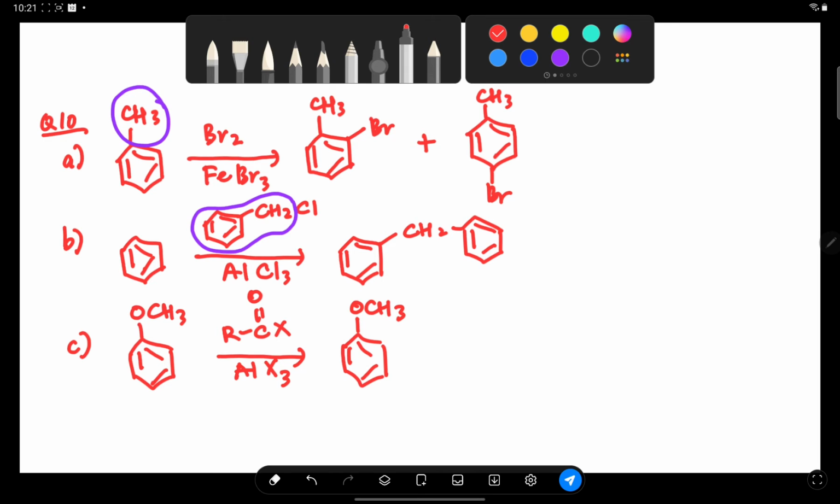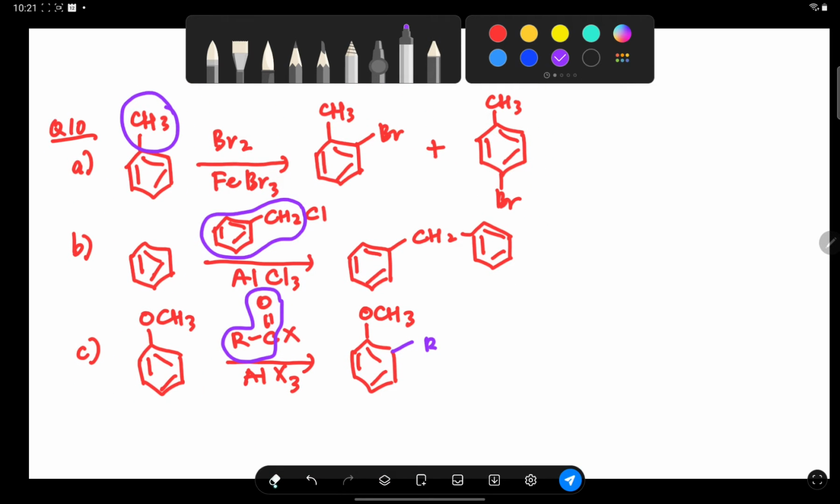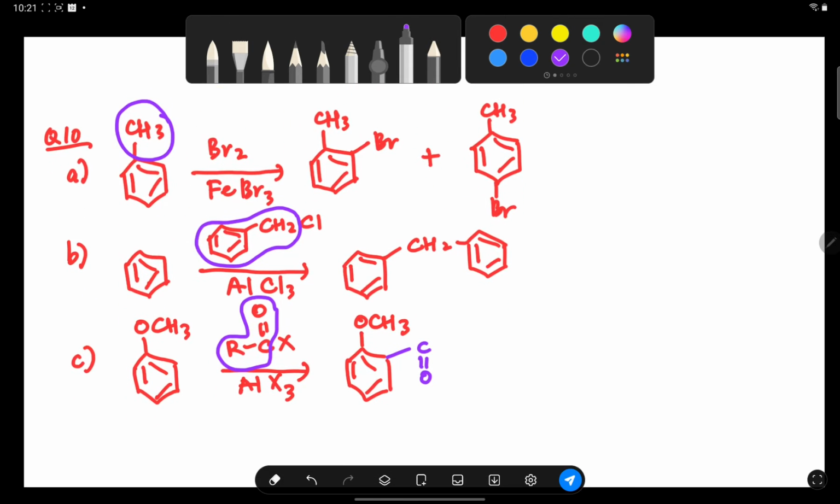so OR will act as OP director again. So it will direct this group to the location C double bond O to the location 1, 2 ortho and location para. Okay. This is question 10.